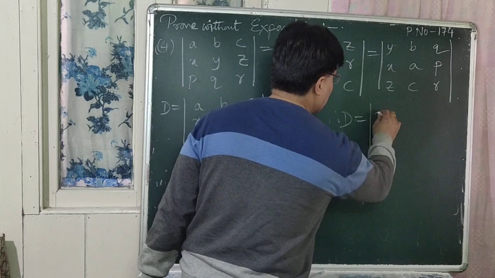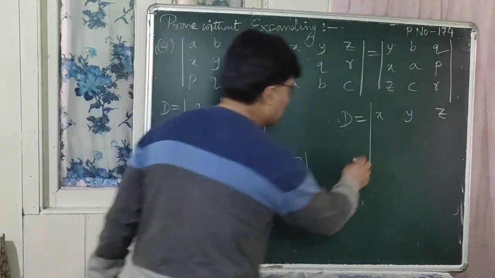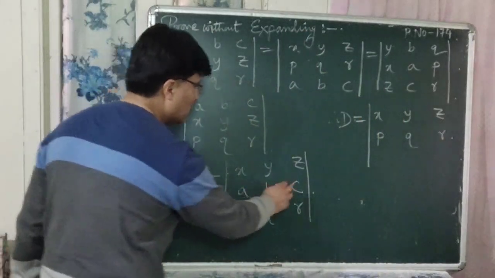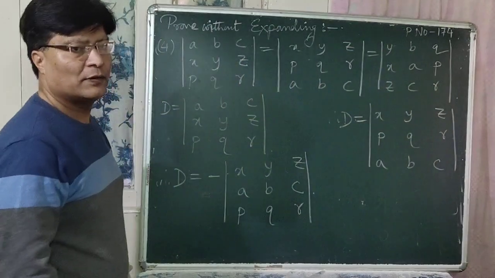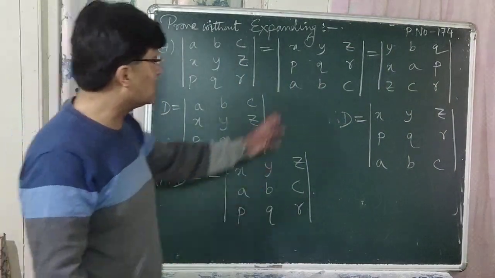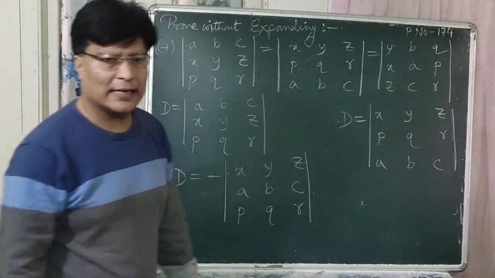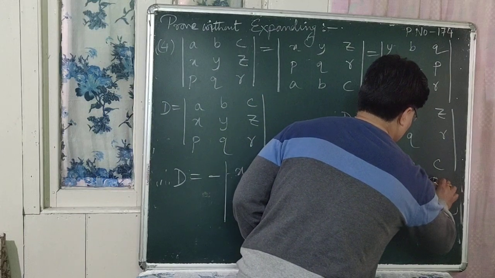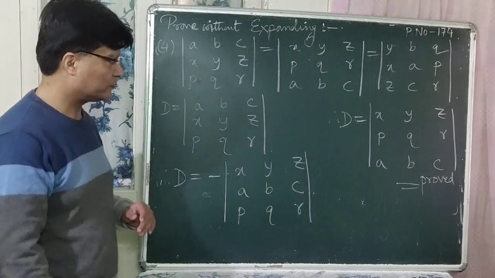The first row, keep it the same. What is the second row now? PQR. And what is the third row now? ABC. That is, the first part is proved. XYZ is in the first row, PQR is in the second row, and ABC is in the third row. So it is proved. Is it clear to all of you? Okay.